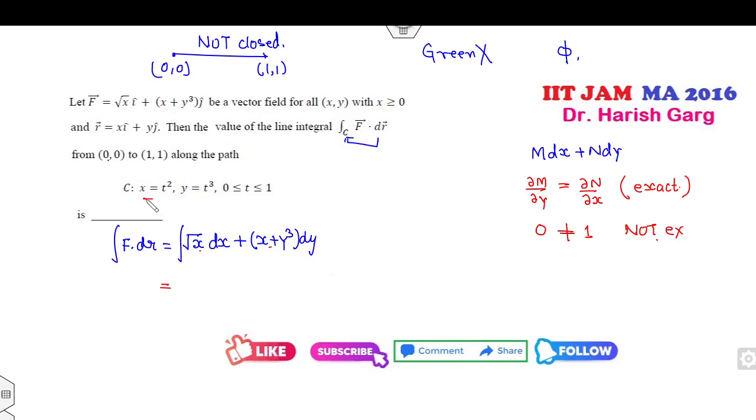So I can substitute these limits. x into 2t of dt plus x, t square, x y cube, 9 dy. dy is my 3 t square of dt, and the limits of the t is my 0 to 1. Fine. Because clearly we have seen that it is not exact, so then you are unable to find the value of the phi. So that's over.